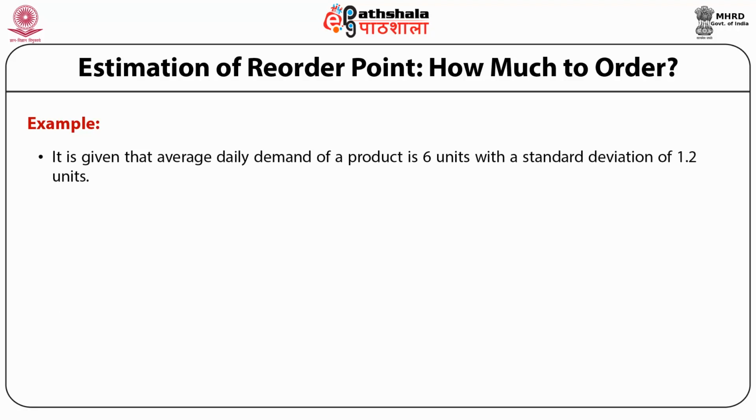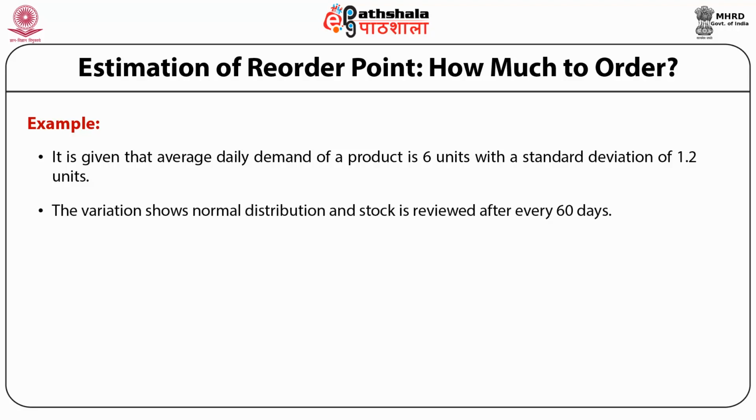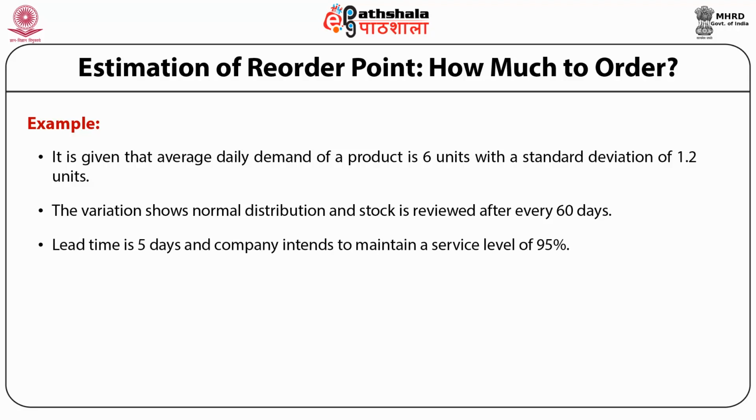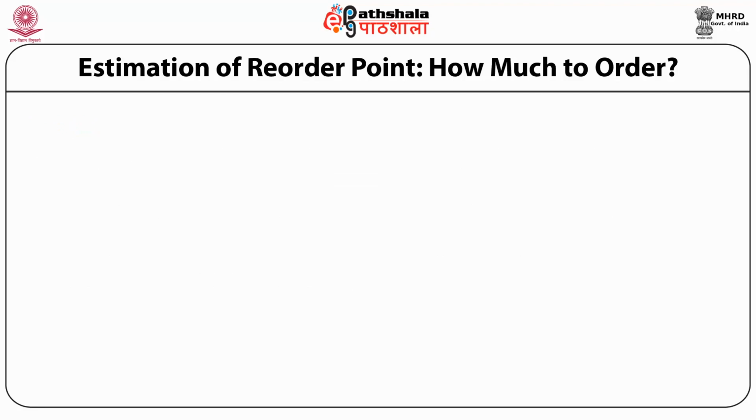Example: it is given that the average daily demand of a product is 6 units with a standard deviation of 1.2 units. The variation shows normal distribution and stock is reviewed after every 60 days. Lead time is 5 days and the company intends to maintain a service level of 95%. Estimate the number of units to be ordered per batch.